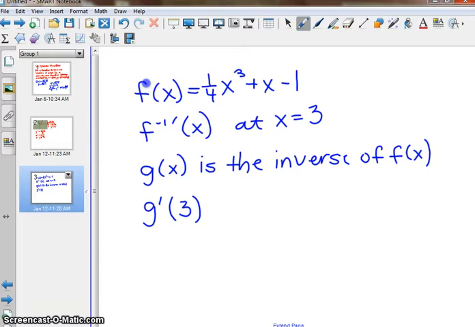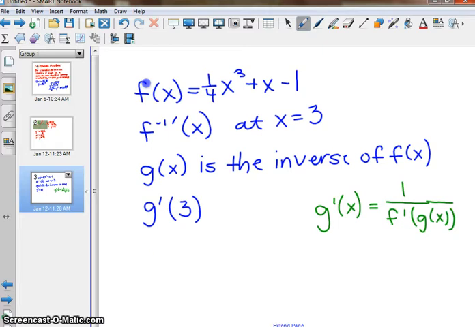The theorem that we use to solve is the fact that g prime of x is equal to 1 over f prime of g of x. In other words, the slopes are inverses of each other. So if your slope on the function of f of x is 3, then on the inverse, the slope would be 1/3. Okay, so we're going to solve this.